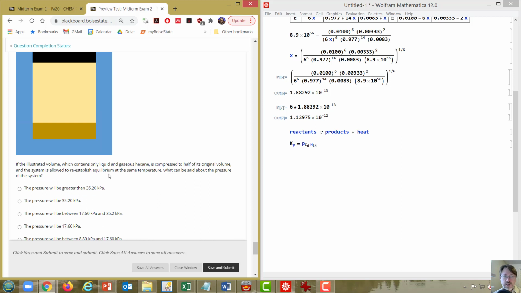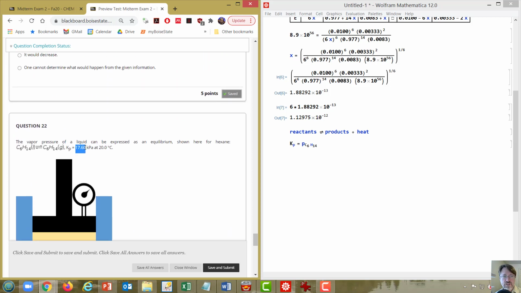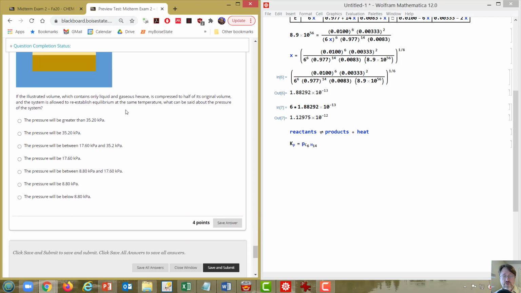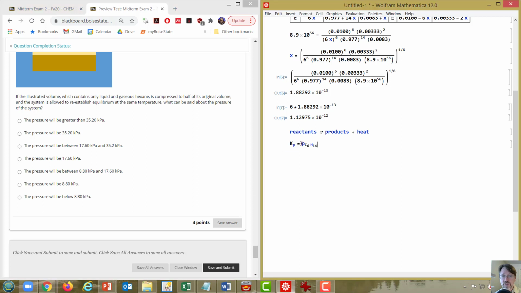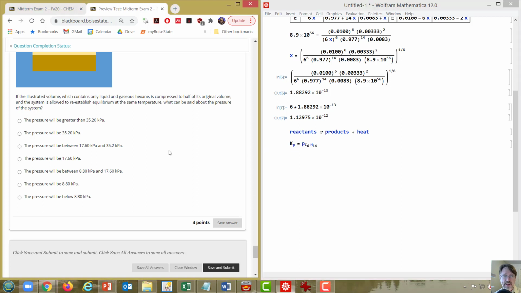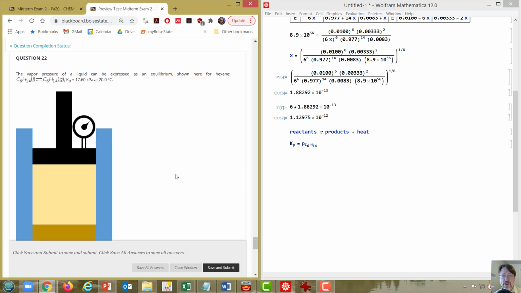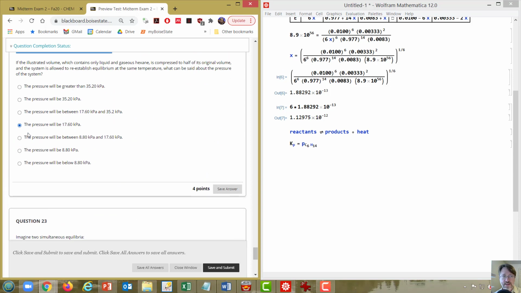If the illustrated volume, which contains only liquid and gaseous hexane, is compressed to half its original volume and the system is allowed to reestablish equilibrium at the same temperature, what can be said about the pressure of the system? Well, we know that its pressure initially is 17.6 kilopascals. We then compress it and then allow it to reestablish equilibrium at the same temperature. Well, at that same temperature, the equilibrium constant is still just the pressure of hexane, and the equilibrium constant has the same value, 17.6, so the answer is that the pressure will be 17.6 kilopascals.